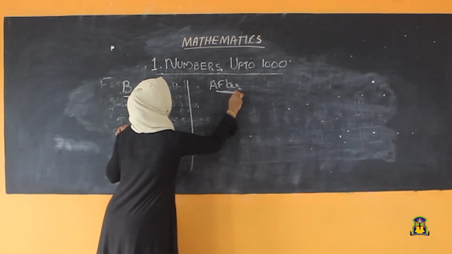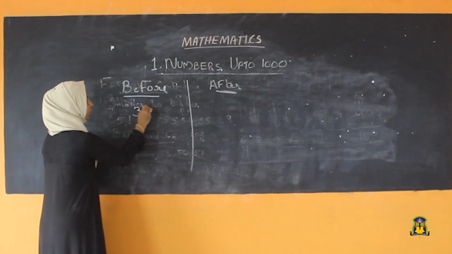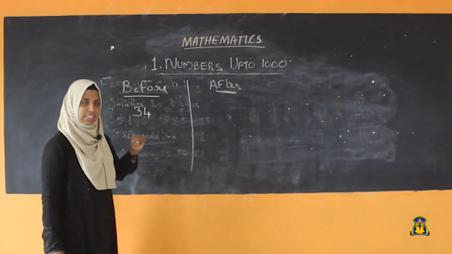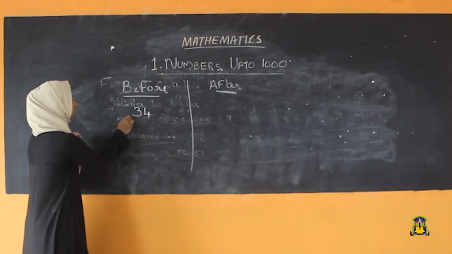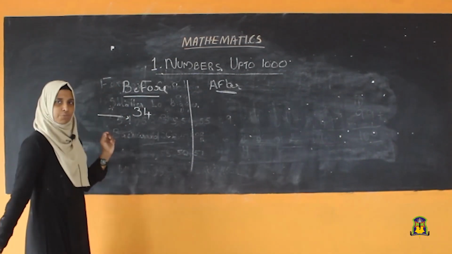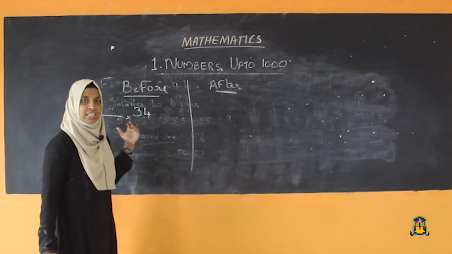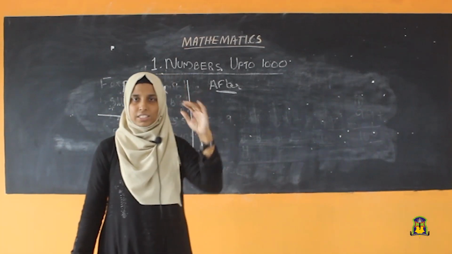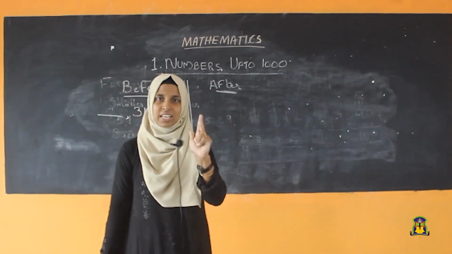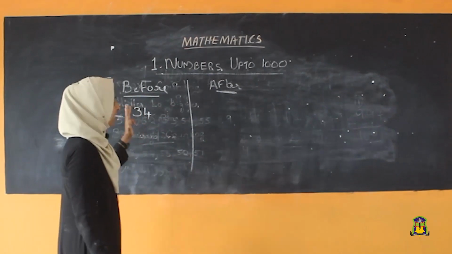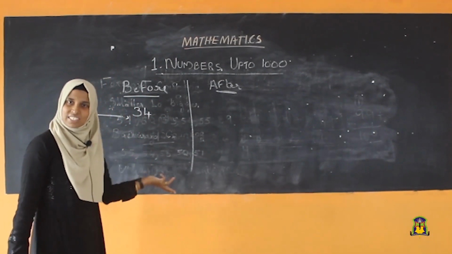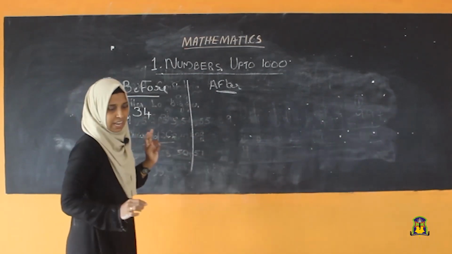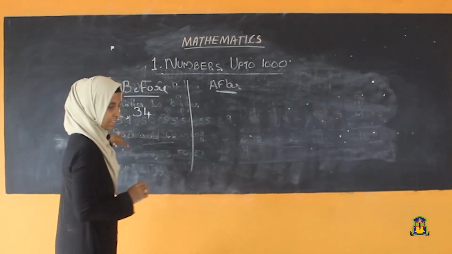Before. Let's see if 34 is given. If 34 is given, we want to find the number before 34. Then we count from 31. Just count 31, 32, 33, 34. So which is the number before 34? 33. Very simple. Yes.